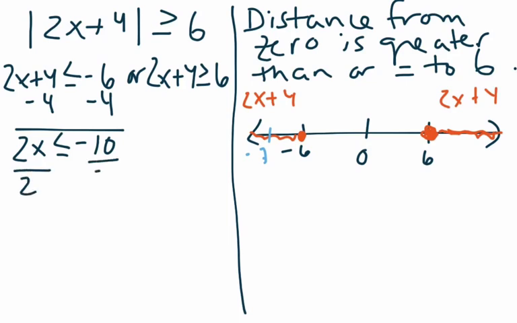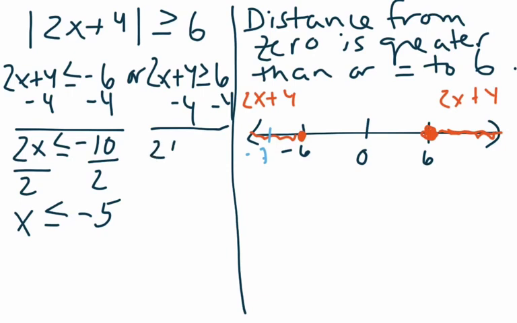Then to finish the problem, we would divide both sides by 2. And we get x is less than or equal to negative 5. And then we would work the same algebra over here in the other problem. So 4 minus 4 is again 0. 6 minus 4 is 2. And divide both sides by 2. And we get x is greater than or equal to 1.